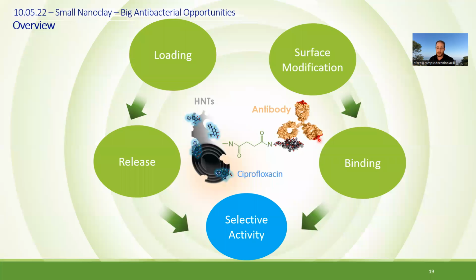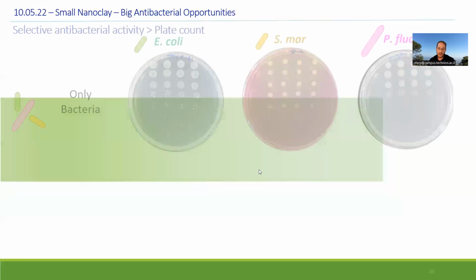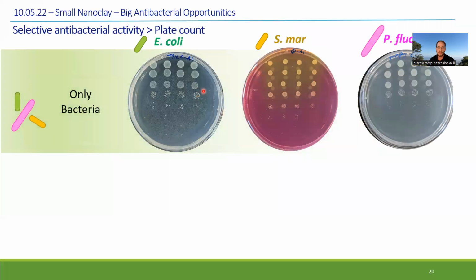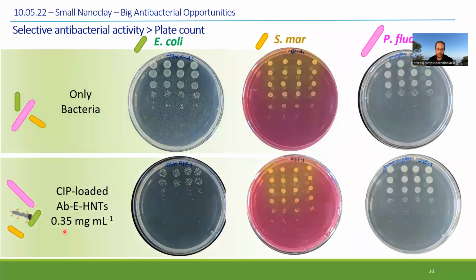And now for the most interesting part, whether this binding actually translates to a selective antibacterial activity. This was investigated in a rather simple assay. The heterogeneous culture was just spread on plates on 3 selected media, 1 for each bacteria. And I remind you that this is a heterogeneous culture. All the bacteria are together. And indeed, in the presence of the particles, we could clearly see an inhibition of the growth of the target bacteria, the E. coli, whereas the non-target bacteria, the Serratia marcescens and Pseudomonas fluorescens, were not inhibited to that extent.